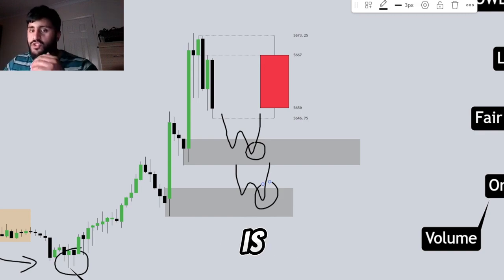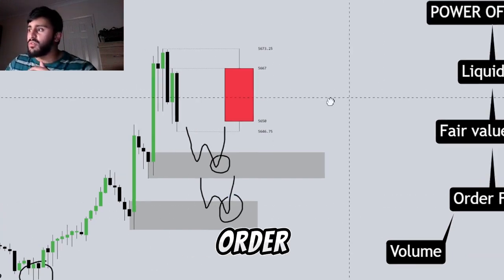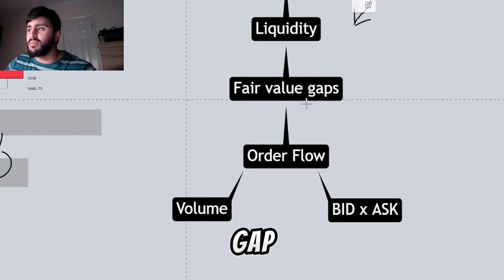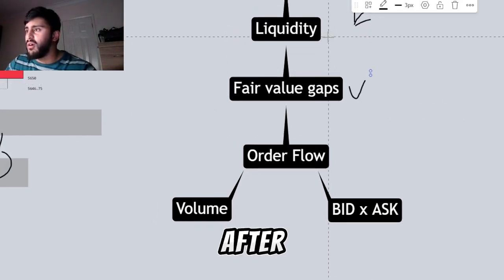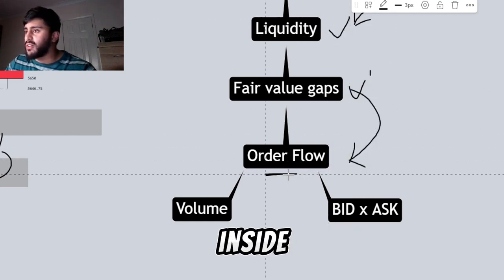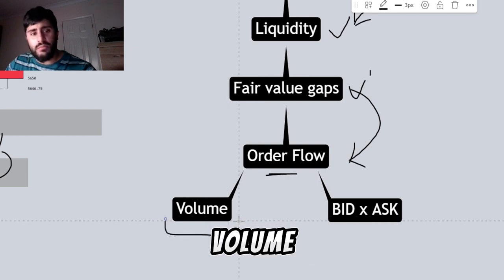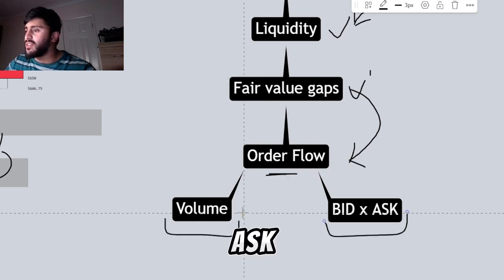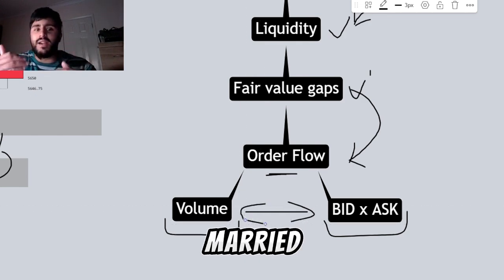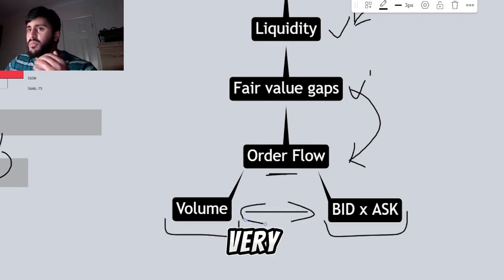So the truth is you need to understand what's going on with the order flow. So let's break this down. Once price comes into your fair value gap, right? So we have a fair value gap after taking out liquidity. Now the next thing we're looking at is the two things inside of order flow. We're looking for volume and we're looking for the bid and the ask. And these two things are often married together, right? These are two things that are married together. This is very important to understand, right?